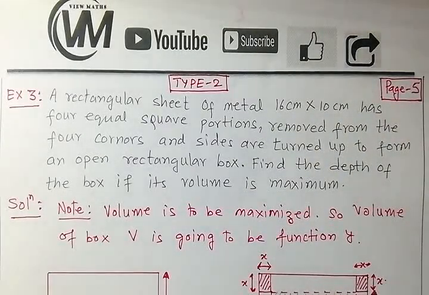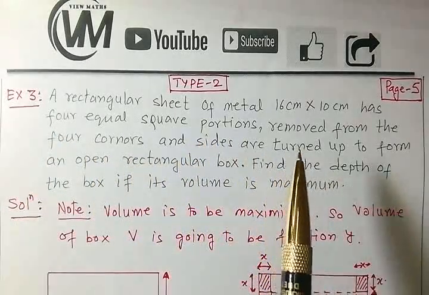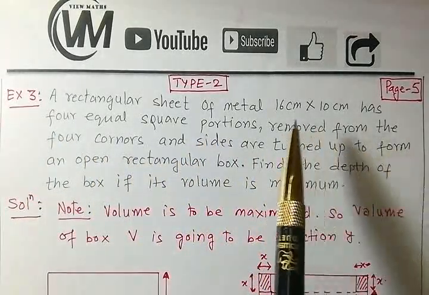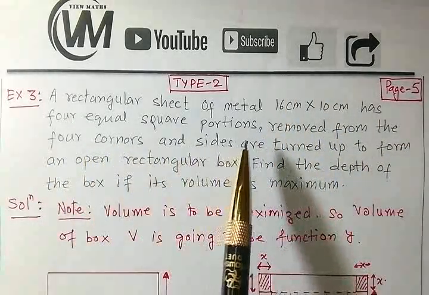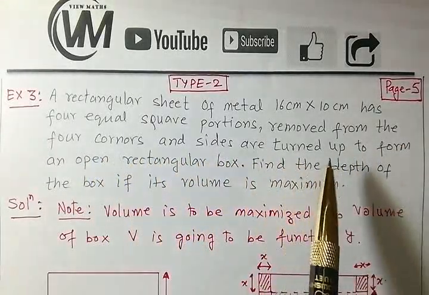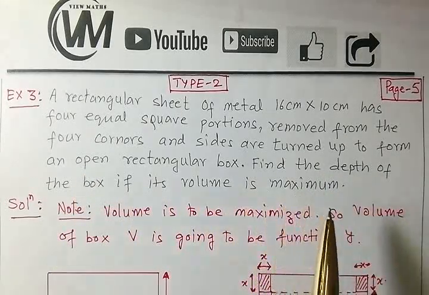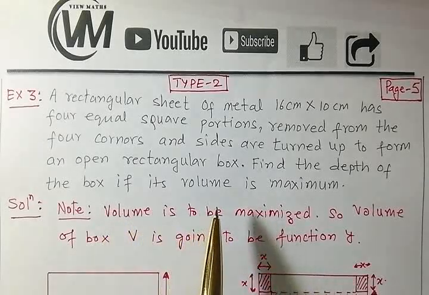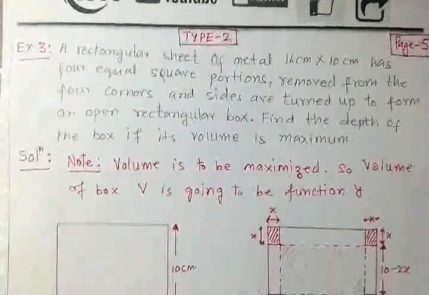Let us do one more problem based on type 2. A rectangular sheet of metal 16 centimeter cross 10 centimeter, this is the dimension of the rectangular sheet, has 4 equal square portions removed from the 4 corners and sides are turned up to form an open rectangular box. Find the depth of the box if its volume is maximum. So there is a rectangular sheet. 4 equal square portions are removed from the 4 corners. I will show you in this figure.